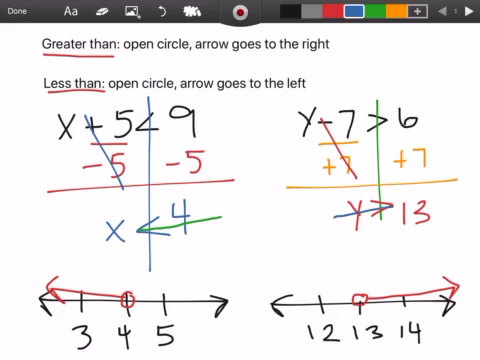We can also check our answers. I can take 14 and place it right here. Is 14 greater than 13? That is true. That's where my arrow is. It's above the 14. Same thing over here. If we want to check, 3 is underneath my arrow. Is 3 less than 4? That is true.